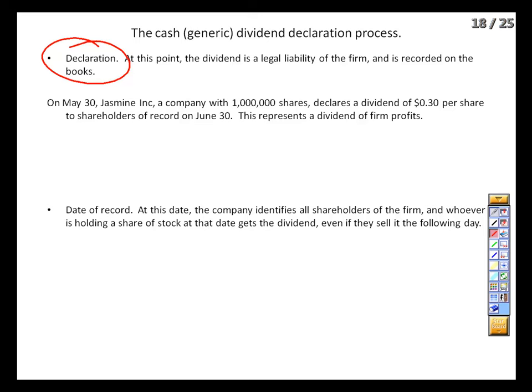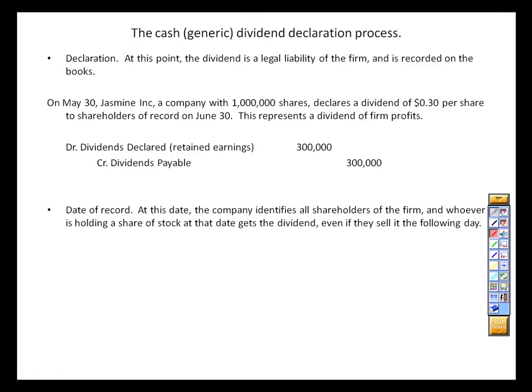So the dividend has been declared. Let's book it. We debit dividends declared, which is our temporary account. That's going to get closed into retained earnings at the end of the period. And we credit dividends payable, since we now have a liability to our shareholders. So that was the date of declaration.